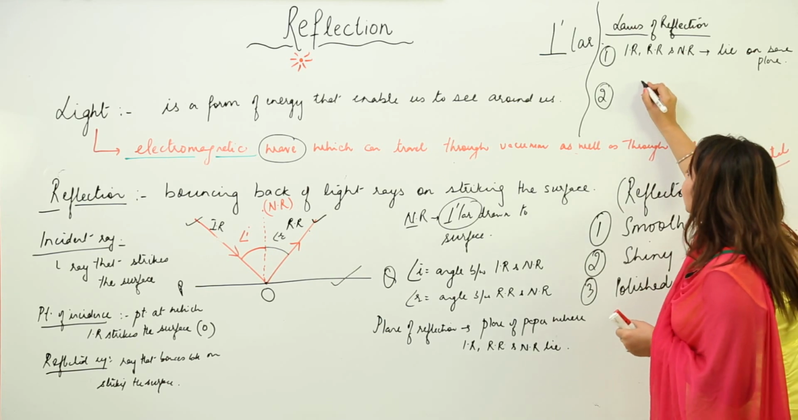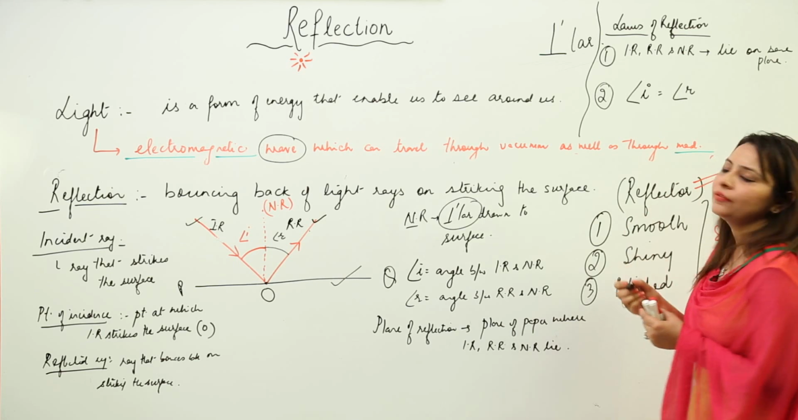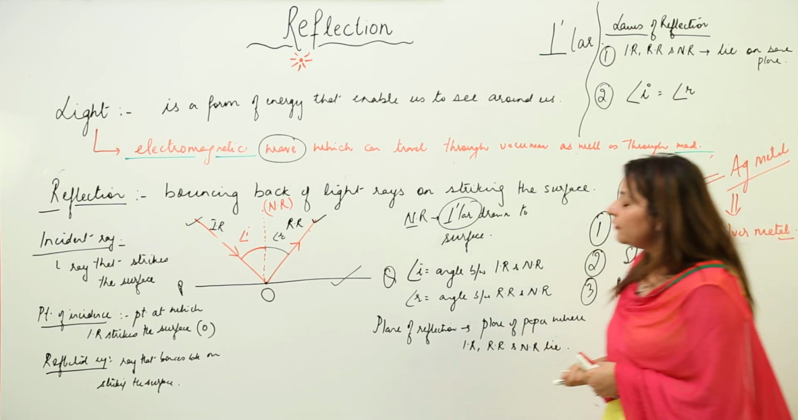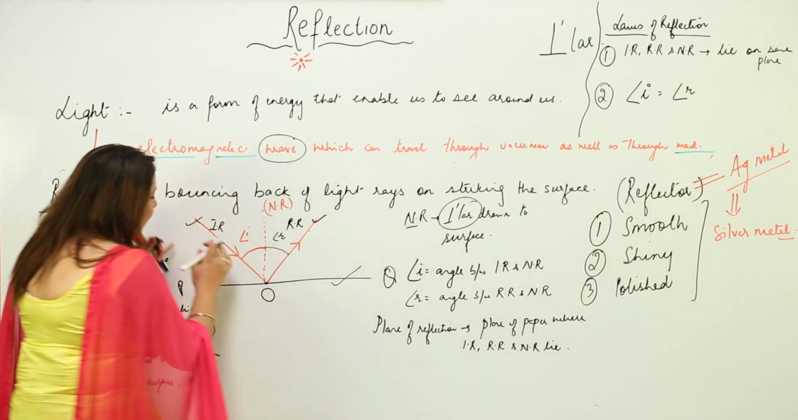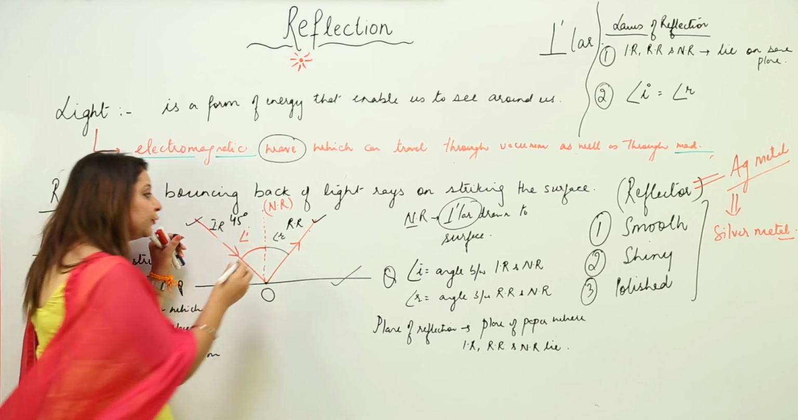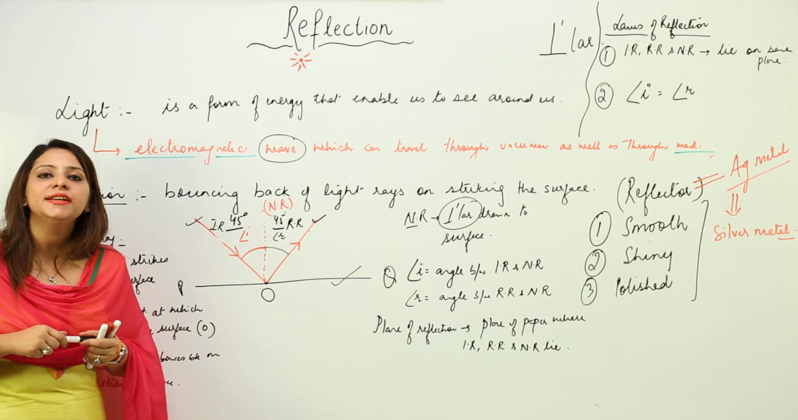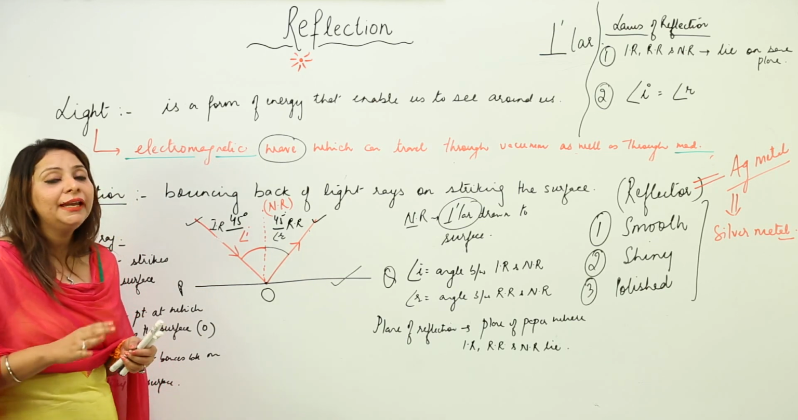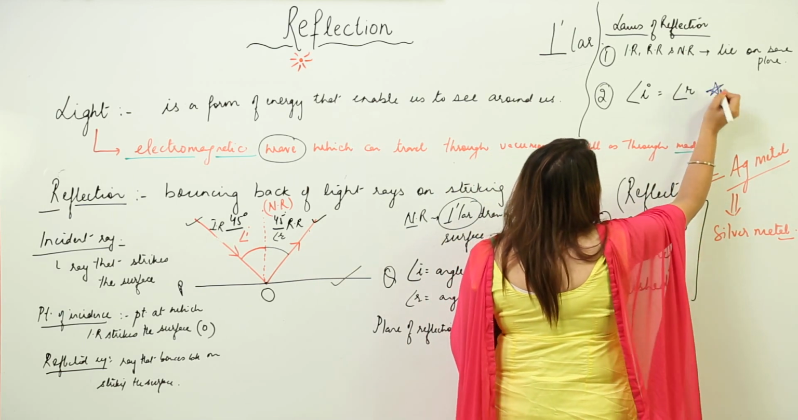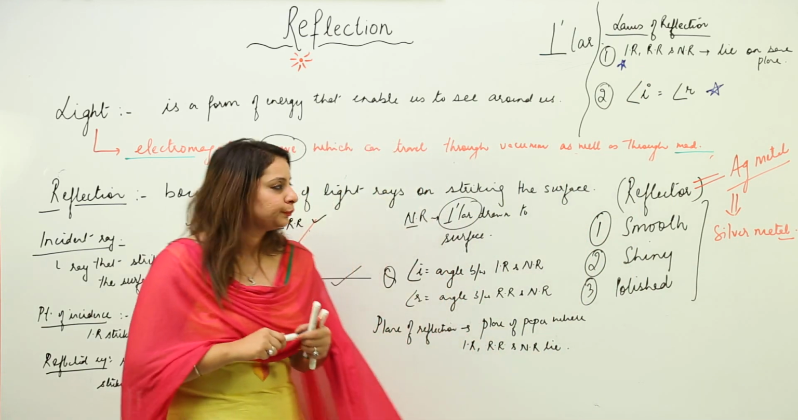And moreover, you know that the angle of incidence is always equal to the angle of reflection. This observation is always there. So if I say this is striking at 45 degrees, you know that the angle of reflection will also be 45 degrees. That means angle I is always equal to angle R. This is a very important law, right? So these are the two laws of reflection that you should know.